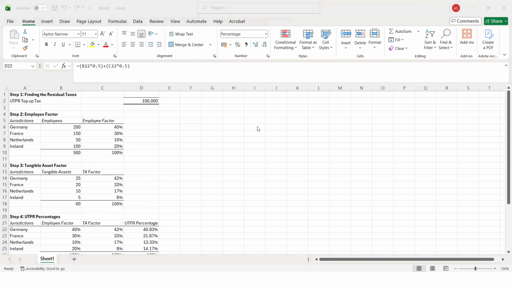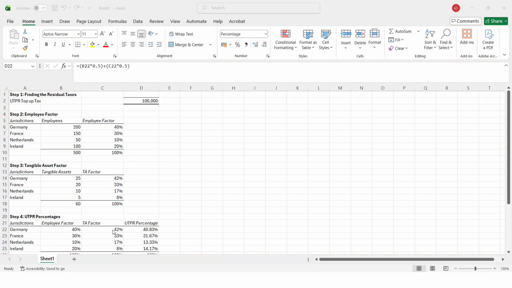40.83%. So basically, like, 40,000 euros, right? Now, what happens is, let's say there are two methods by which they are collecting UTPR. What is that? Denial of deduction and income inclusion. Now, let's assume that Germany has, even though they have employees and assets, not done any business. Their revenue is zero, right? And they have huge losses.